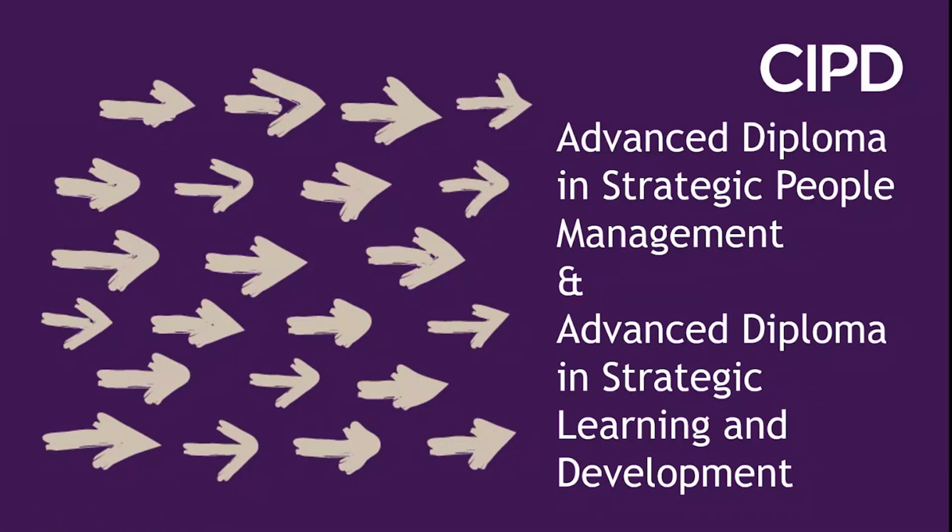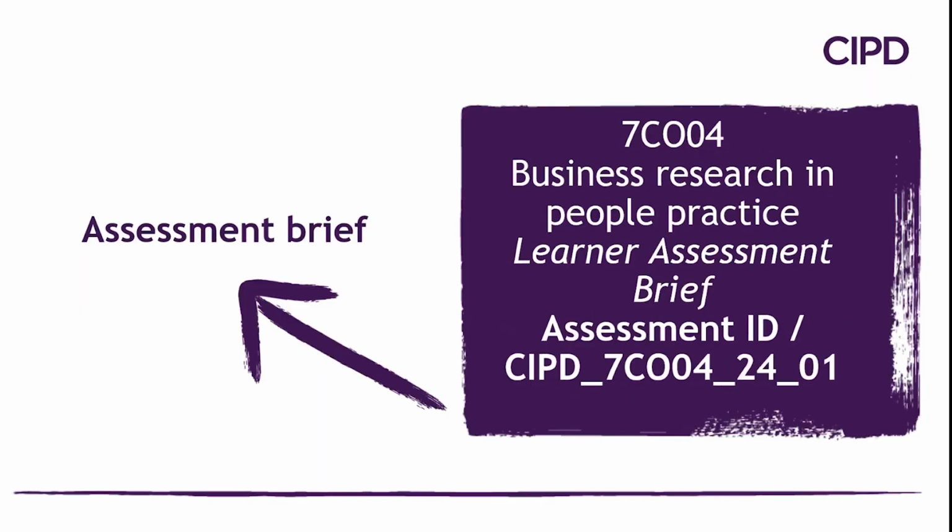Everybody, and welcome to the webinar relating to these particular qualifications. It's the Advanced Diploma in Strategic People Management and the Advanced Diploma in Strategic Learning and Development. The subject I'll be looking at is unit 7C004, Business Research in People Practice, and the accompanying assignment that is used to assess this unit.